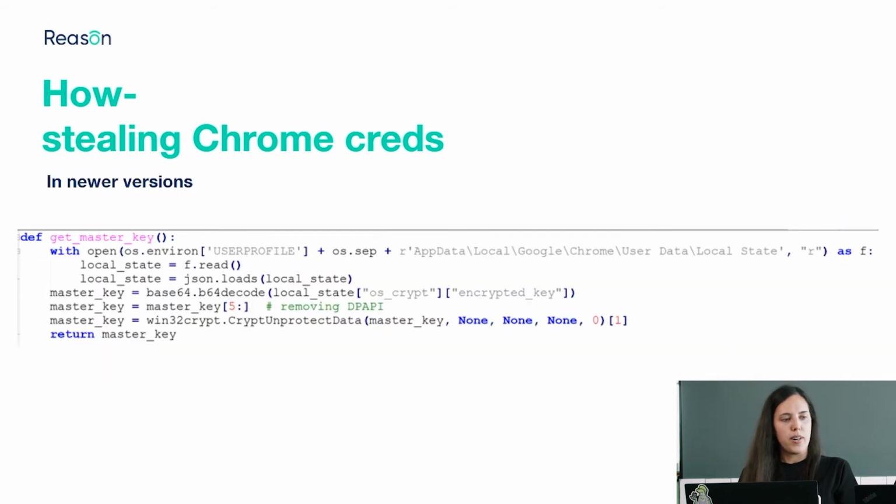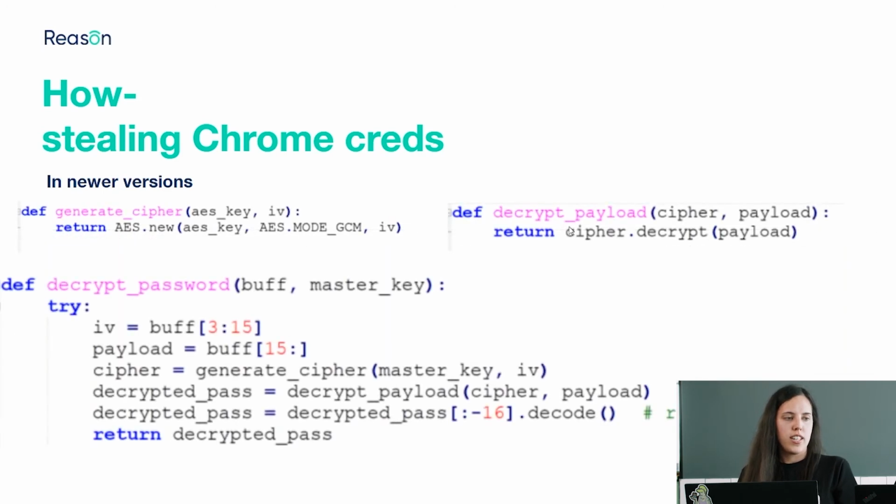So to derive the master key, we read the local state file located in the same folder as the login data file. And then we derive the master key from a base64 encoded encrypted key and apply the same CryptUnprotectData API function. Then we use it to generate an AES cipher and an IV that was stored alongside the password blob, and we have the password.